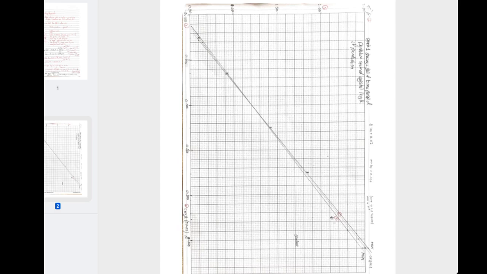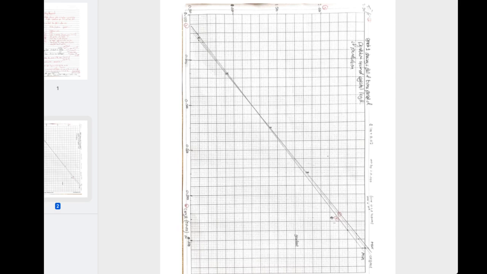Now you can see the way that if the error bars were bigger, those max and min lines would be further away from the original. Or if we had more scatter, if the results were a bit more all over the place, the same would apply. And therefore the error in our gradient, the possible variance, essentially the range our gradient could take, would be a lot bigger.